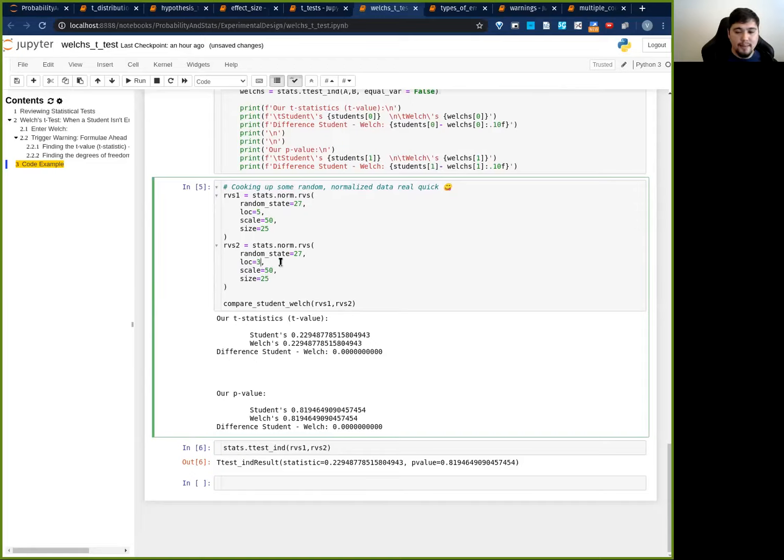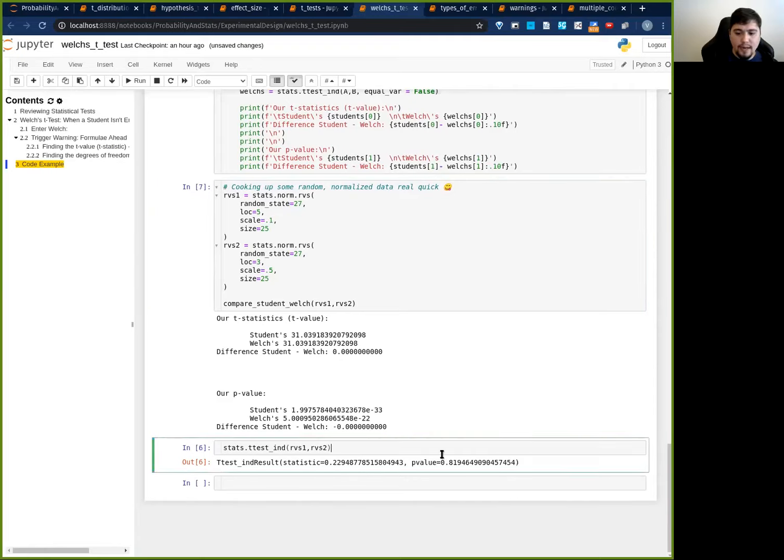So instead, let's say we had a scale of like 0.1 here. That means the standard deviations are relatively small. And now we actually have something that's significantly different from each other. You can see this p-value is very, very small, and you can see their difference.